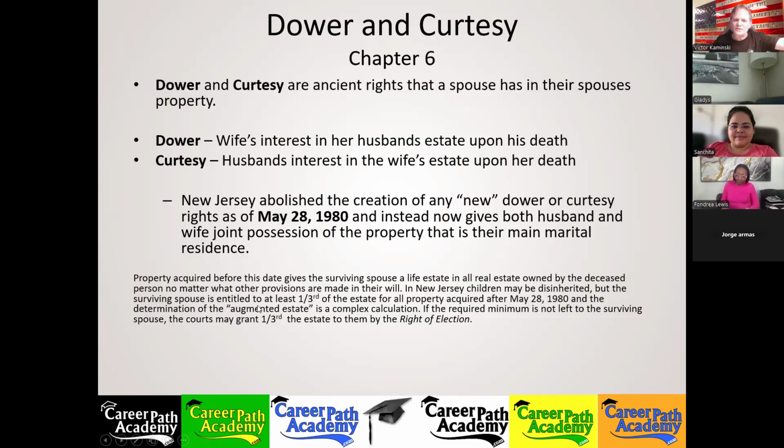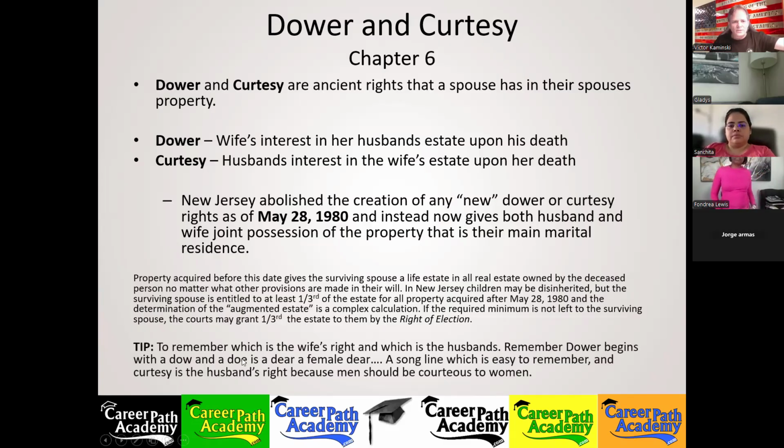But the surviving spouse is entitled to at least 1/3 of the estate for property acquired after May 28th, 1980. And the determination of the augmented estate is a complex calculation. If the required minimum is not left to the surviving spouse, the courts may grant 1/3 of the estate to them by something called the right of election. The right of election is reserved only for a surviving spouse if their deceased spouse did not leave them the required minimum in their will.